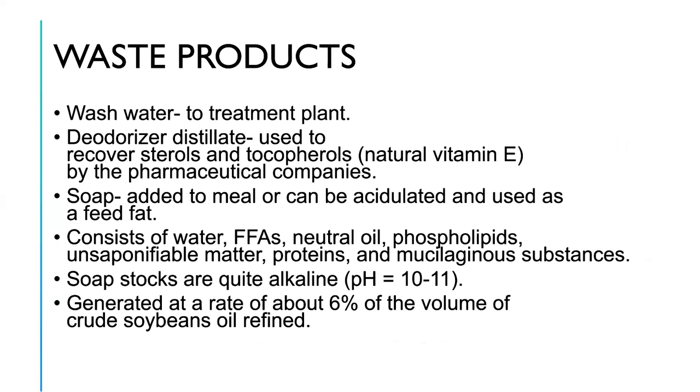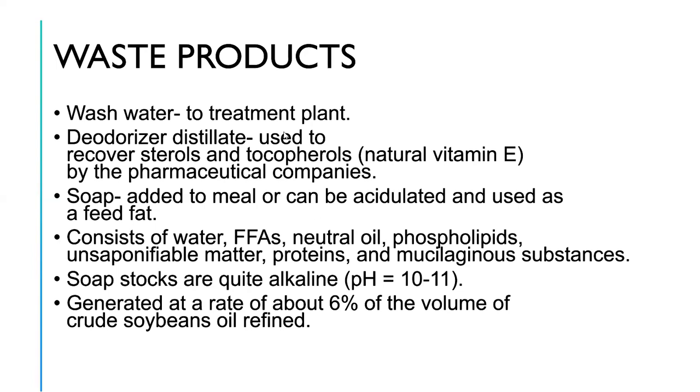Waste products. So what other waste products do we get besides soap? So we get our wash water. This goes to the treatment plant. You want your water to be neutral, to reduce the biological oxygen demand and the chemical oxygen demand, before you can let it go to drainage, to the municipal drainage. So there's also the deodorizer distillate. This is used to recover sterols and tocopherols. These are natural vitamin E for the pharmaceutical companies. So you can sell it to pharmaceutical companies.